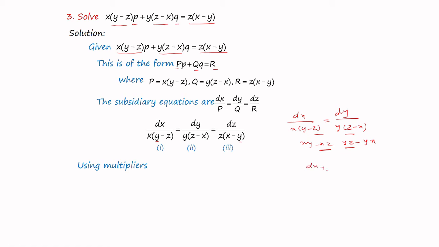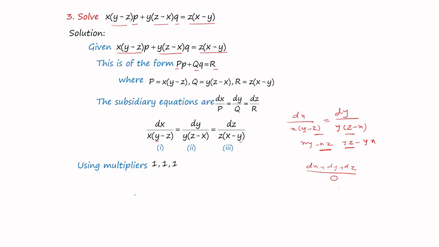When you are adding all the terms, you should get the denominator value to be 0. According to that, you have to use the multipliers, or this denominator should be integrable. That is the way you have to use the multipliers. So you remember easily: after using multipliers, when you are adding all the ratios, the denominator should be 0. That is the idea of using the method of multipliers.